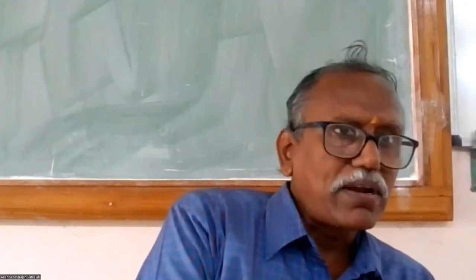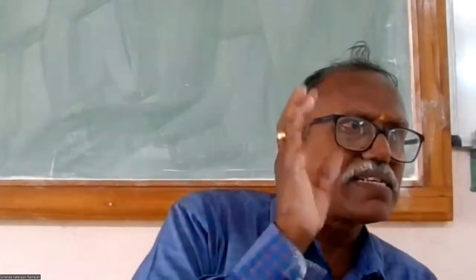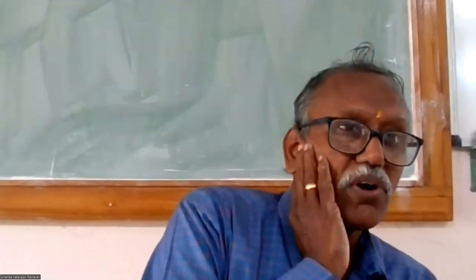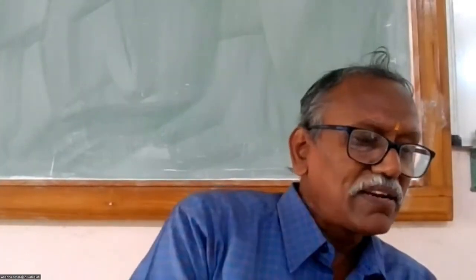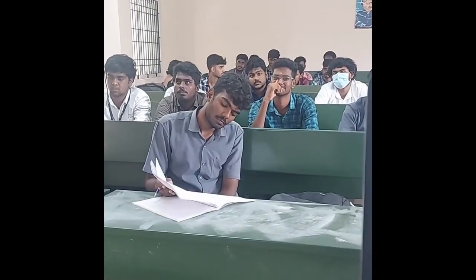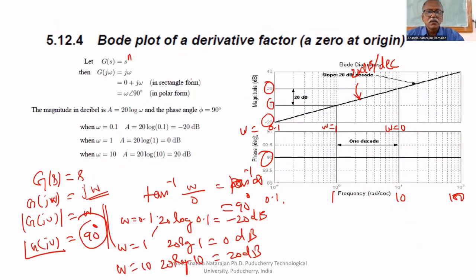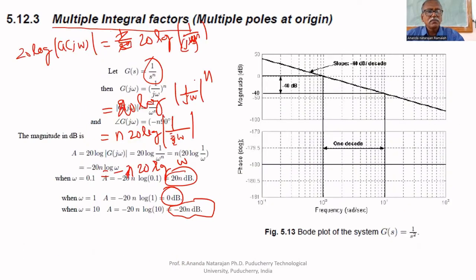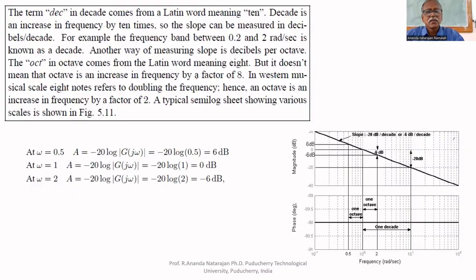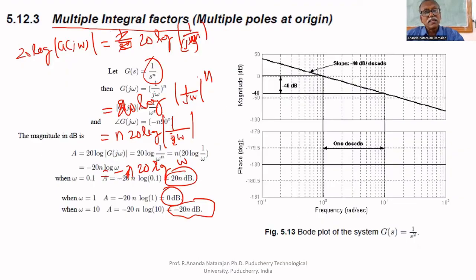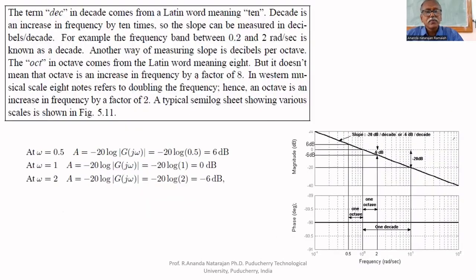We have seen construction rules for Bode plot. So far, only partially we have seen. Some more construction rules are there that we'll see today. So far, we have seen how to draw Bode plot for 1 by s, s in the numerator, and k.